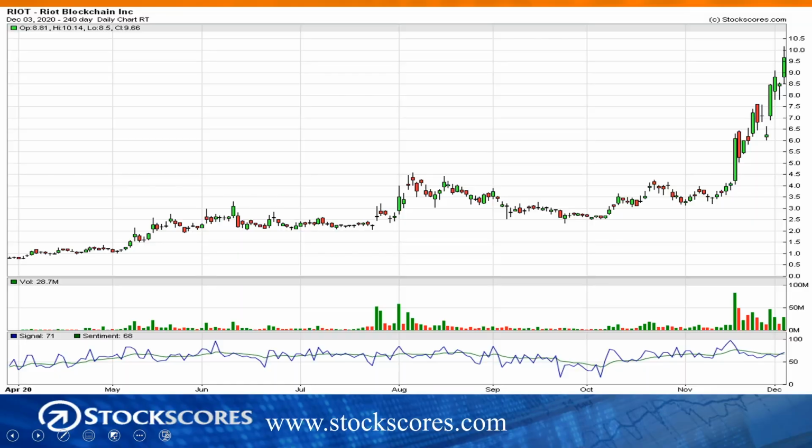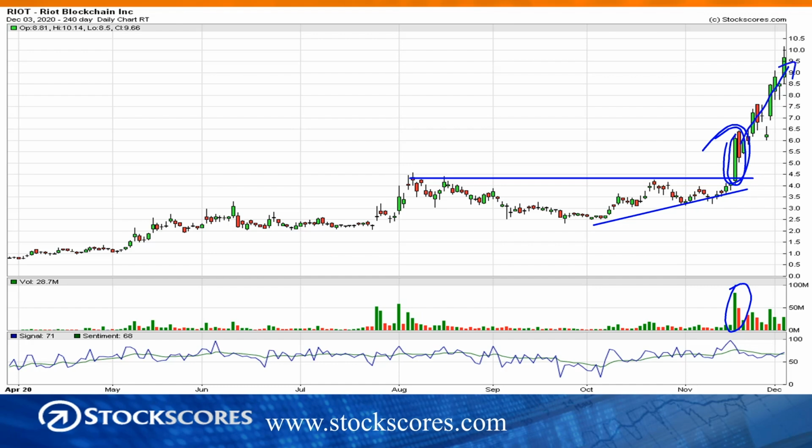This is a chart of Riot Blockchain, a stock that I featured in my newsletter right there. You can see that it broke through resistance from a rising bottom. That's something called an ascending triangle pattern. But what's most important is it had abnormal volume and abnormal price. Since that time, it has been moving nicely higher. Now, this is a relatively recent pick and has only been going up for a few weeks, but still the performance has been excellent so far.